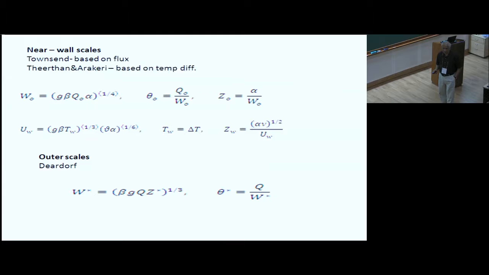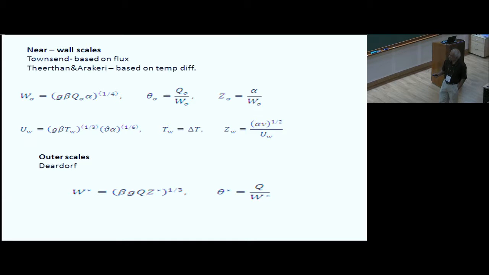So in turbulent boundary layers, typically you talk about outer flow and inner flow. But in convection, for some reason, that type of distinction is not really made. And one can really talk about inner flow and outer flow here also.